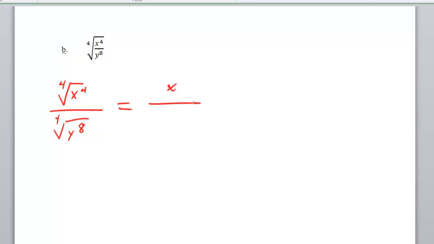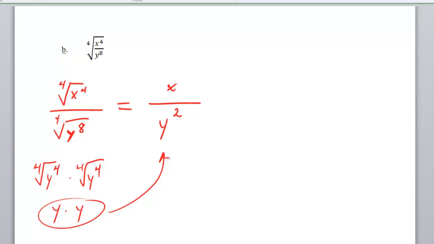Now on the bottom we have the fourth root and we have y to the eighth, which is very similar to what we had in the previous example, where we have twice as many y values as we have roots. And so that is going to lead me to simply y squared. And if you don't remember how we did that, we basically would break this up into y to the fourth and y to the fourth, giving us y times y, and that's going to give us the y squared. So that will be our final simplified answer in that case.